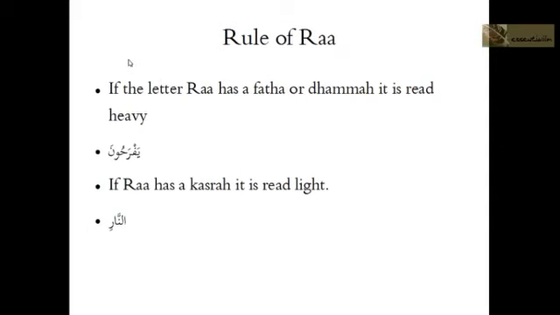Now, the rule of ra is similar to the rules of Allah, in that if the letter ra has a fatha or a dhamma, it is read heavy. Example, yafrahuna. If someone said it light, that would be incorrect because the ra is heavy because of the fatha. If the ra has a kasra, it is read light, like annari. If someone read it heavy, that would be incorrect because the ra is read light.